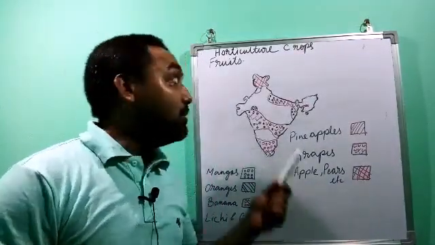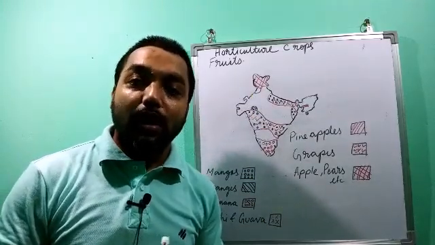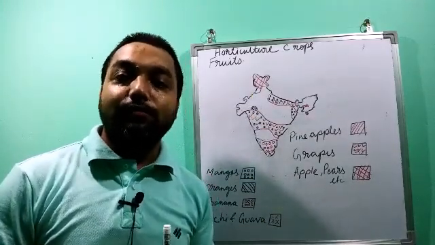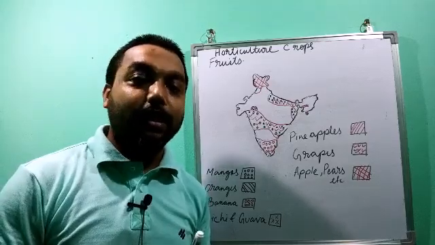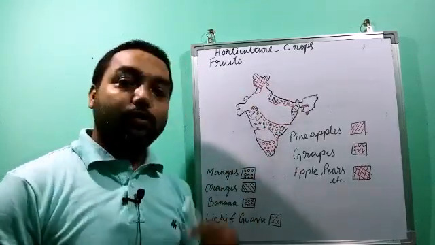Now let us discuss the next topic, that is horticulture. Horticulture means cultivation of fruits and vegetables. Different kinds of fruits and vegetables are cultivated in India. First let us discuss fruits, the important fruits that are grown in India.